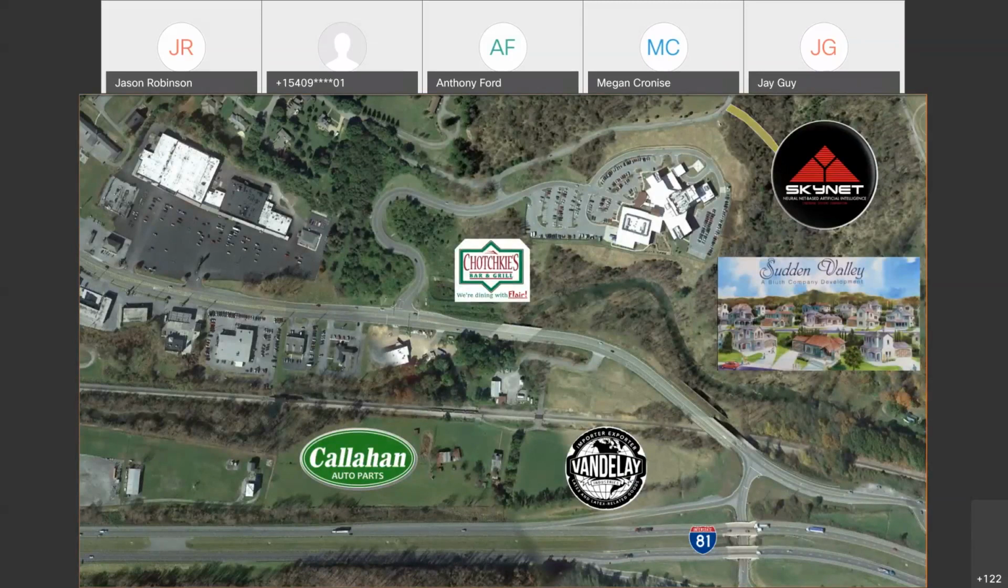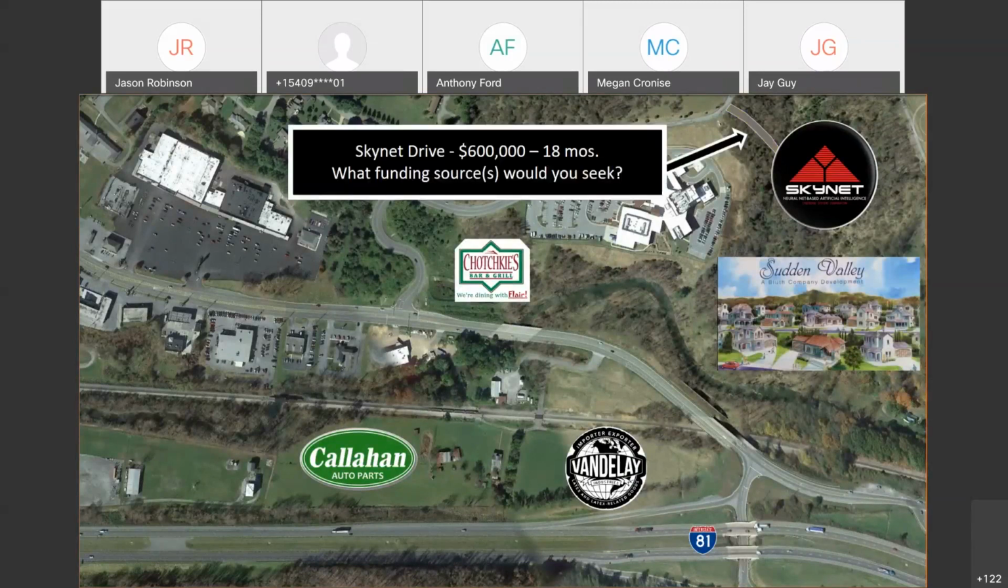for Skynet for the access road. $600,000 project. What funding sources would you seek? Feel free to check all that you might go after, all that you would apply, or if you feel like you could do it with one, just answer once. But the poll is open. I'm giving 2 minutes, but we'll probably close it much sooner than that.